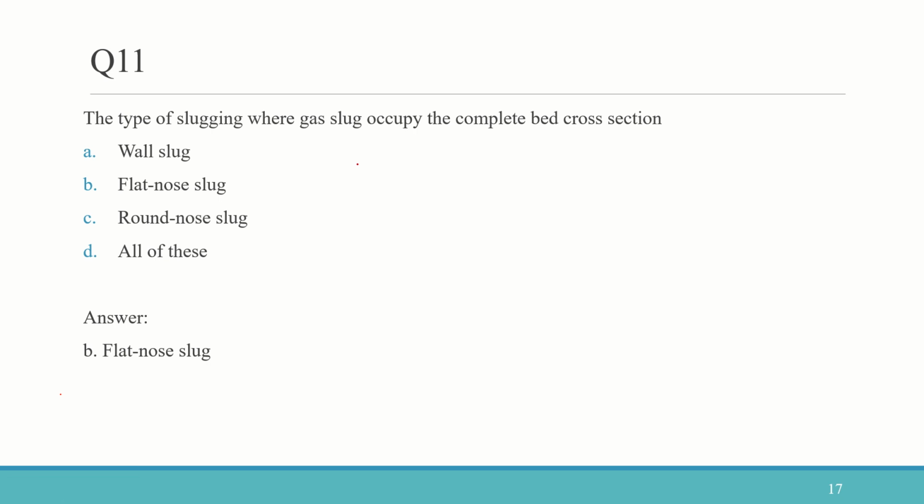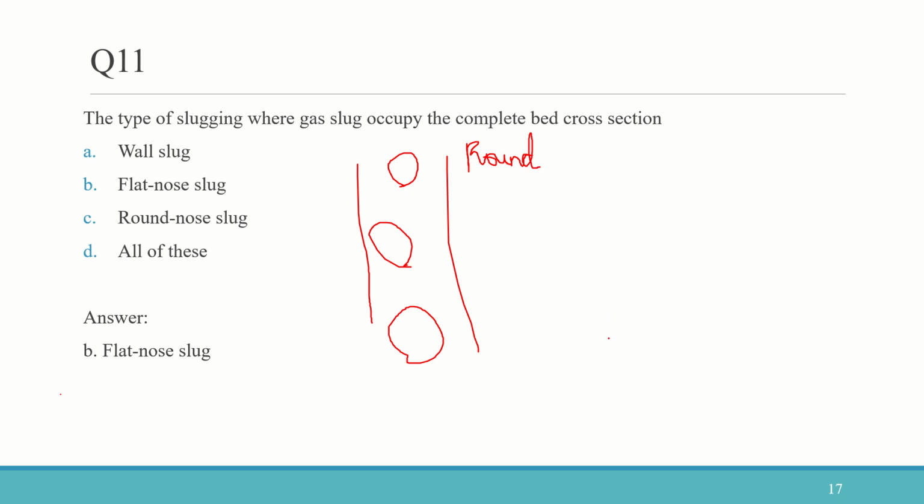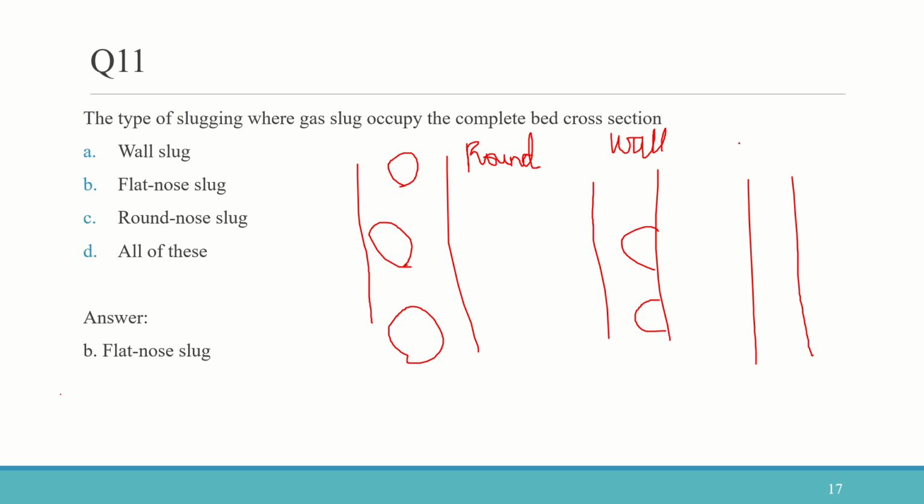So there are three types of slugging. The first one is round nose slug, where the bubbles would be like this. Just imagine them at the bed center. This is round nose. The second one is wall slug. Here the bubbles adhere to the walls of the bed, and this is known as wall slug. And the last one is flat slugs. In this, the bubbles will be like this, occupying the whole region. So when do these things happen?